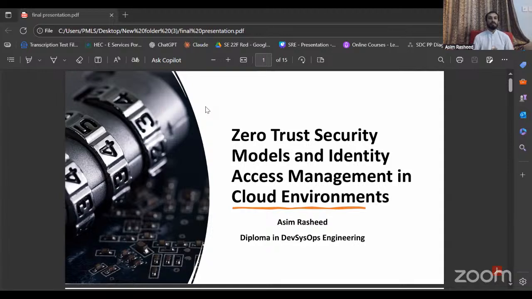Bismillahirrahmanirrahim. Hello, everyone. My name is Asim Rasheed, and I am a DevSysOps Engineering Diploma student. Today, I'll be discussing a Zero Trust Security Model and Identity Access Management in Cloud Environment. Imagine a world where we can't trust even our own network. That's the world we are living in today. While in the tech industry, one might have heard the term zero trust. I hope at the end of the presentation, I'll be able to clarify many doubts about it. So let's begin.